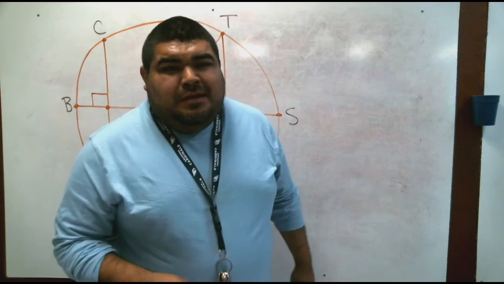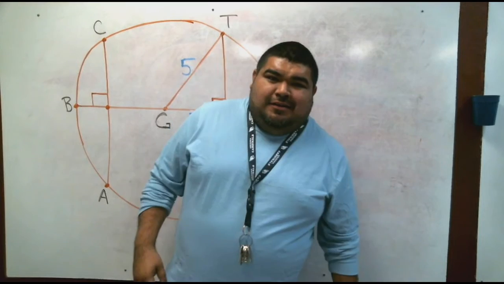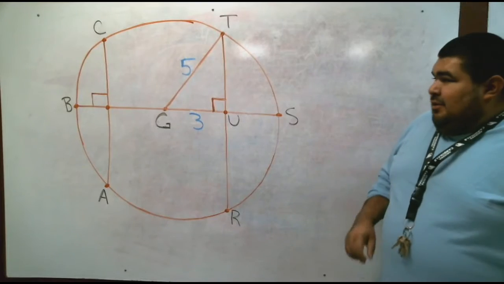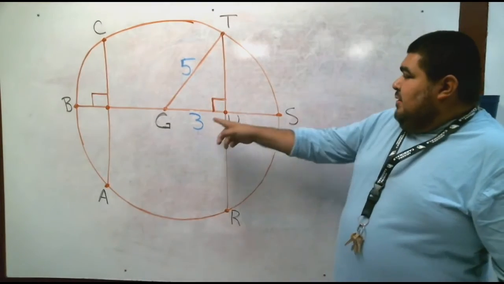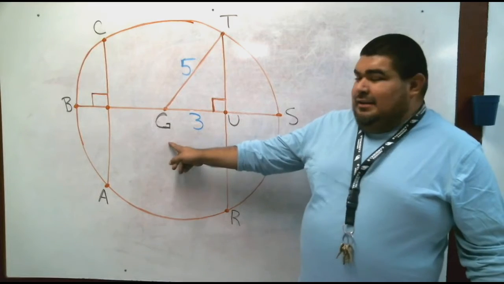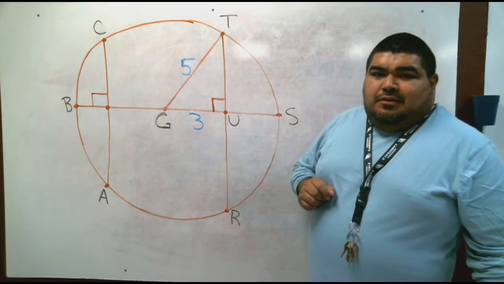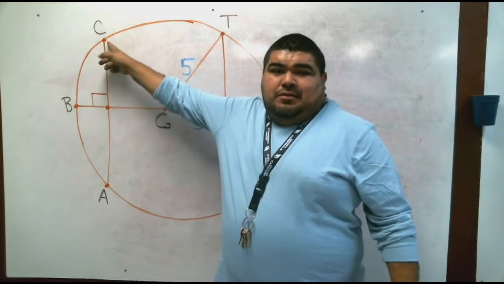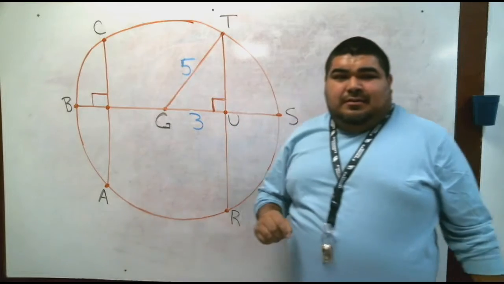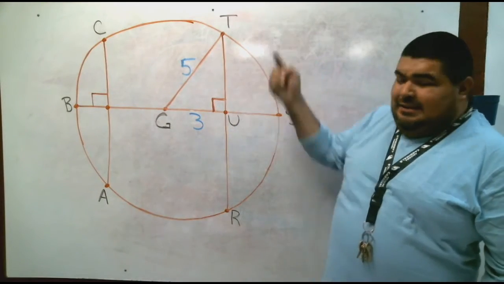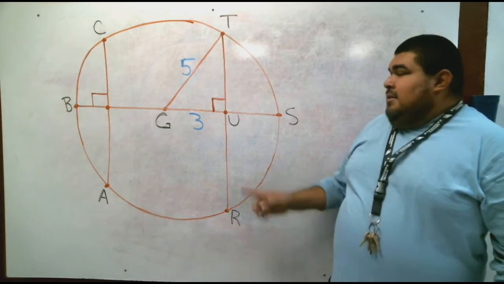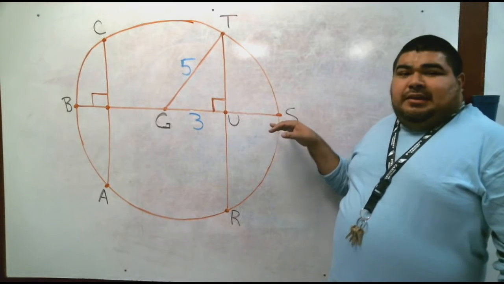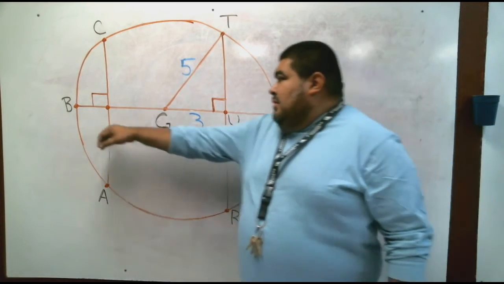All right, ladies and gentlemen, for your assignment for today, you have another circle here, okay? You have another circle where you have your center. It's called G. Okay? You have two chords. The first one is called CA. Your second one is TR. You also have a diameter. Remember, it goes all the way across. The diameter is S and B.